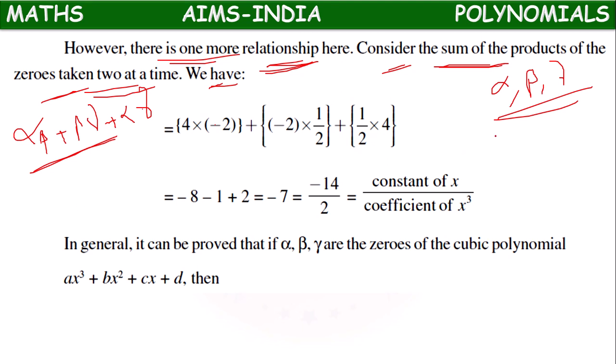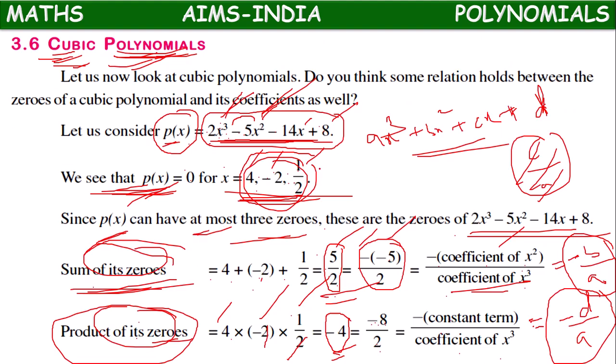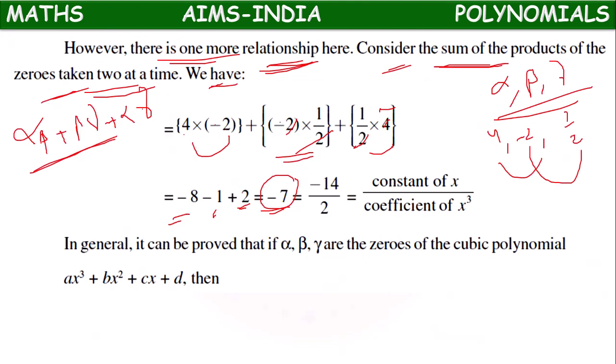We have 4, minus 2, 1 by 2. Let's take 4 and minus 2 first: 4 into minus 2. Then minus 2 and 1 by 2. Next, 4 into 1 by 2. Like that, two terms' product and sum. So 4 into minus 2 is minus 8, minus 2 times 1 by 2 is minus 1, and 4 times 1 by 2 is 2. The total is minus 7, which can be written as minus 14 by 2.